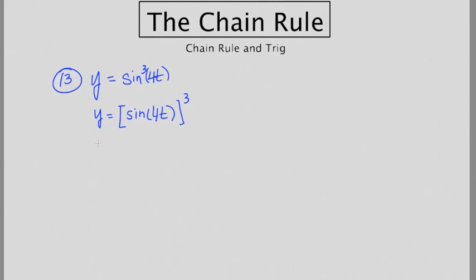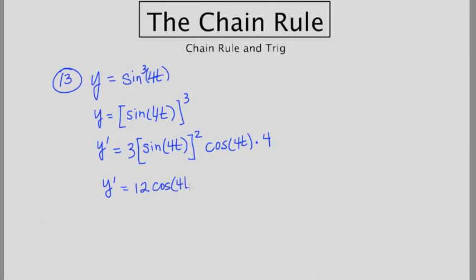Now that I've written it this way, I'm going to use the general power rule and take the derivative. So the 3 leaps down in front. The expression in the brackets stays the same, sine of 4t. I reduce the power by 1, and now I multiply by the derivative of the inside. The derivative of sine is cosine. But now I've got to chain it again. I've got to take the derivative of the new inside, which is 4t, and its derivative is 4. Crazy, right? So when all is said and done, I've got 12 cosine 4t times sine squared 4t. Double chain. Amazing.